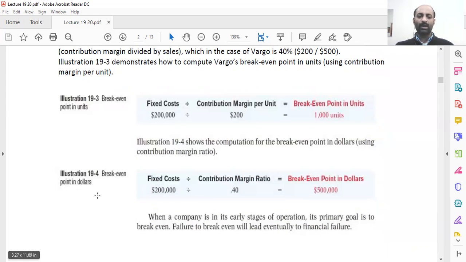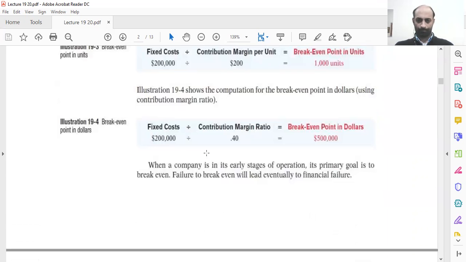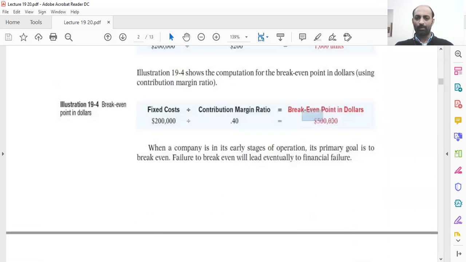And if you want to calculate the break-even point in dollars, you divide the fixed cost by the contribution margin ratio. And how do you calculate the contribution margin ratio? By dividing the contribution margin by selling price. So this is your break-even point in dollars.